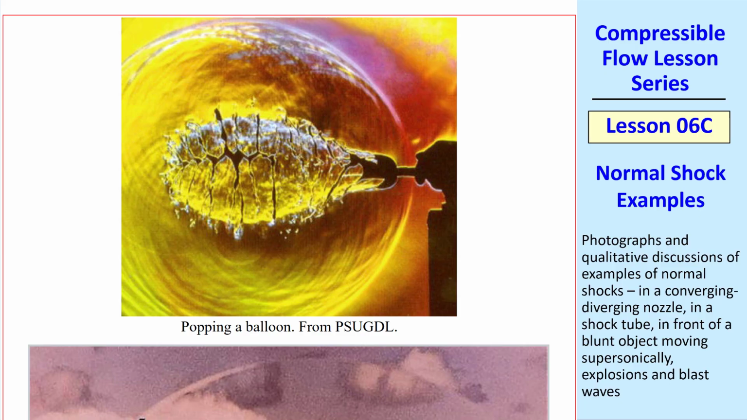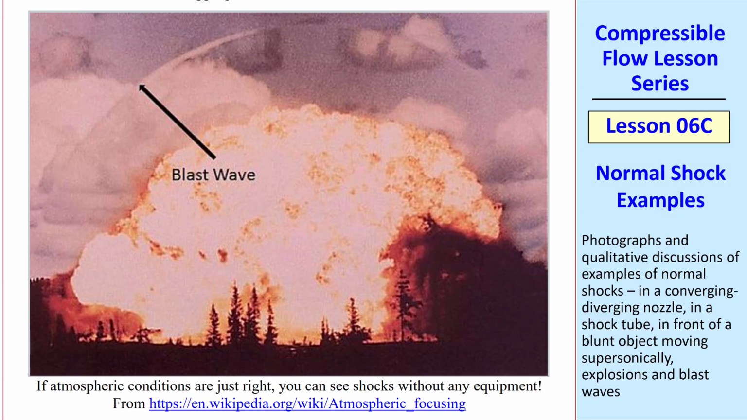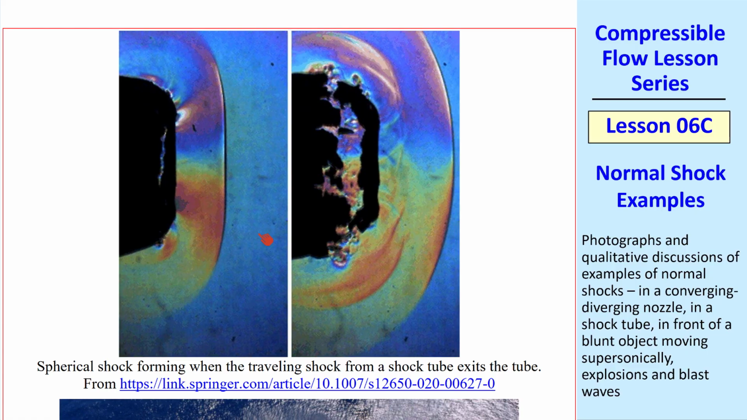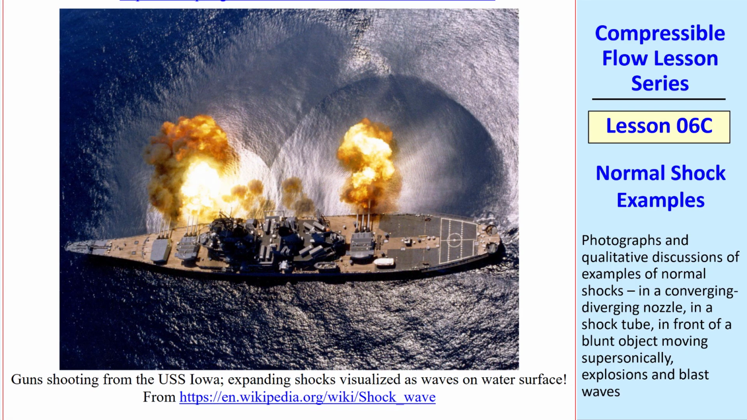Some more examples: popping a balloon, a nice spherical shock, and a blast wave from an explosion. In this case, you can see it without any kind of instrumentation or equipment. This occurs when the atmospheric conditions are just right. Here's another spherical shock emerging from the open end of a shock tube. The shock had come down the tube, and they had a thin membrane that bursts, and then the shock itself develops into a spherical shock as it spreads out, when the very high pressure behind the shock hits this low pressure in the atmosphere.